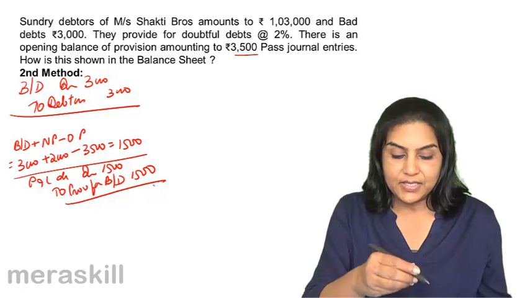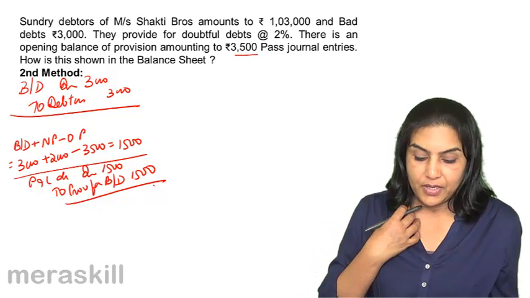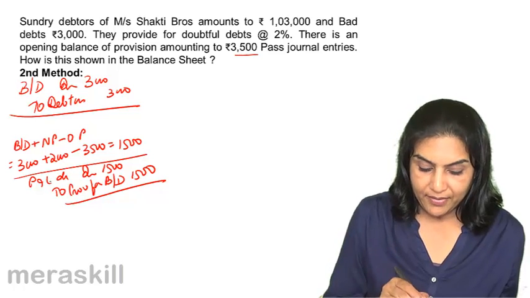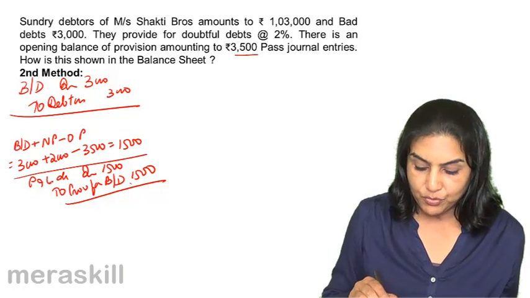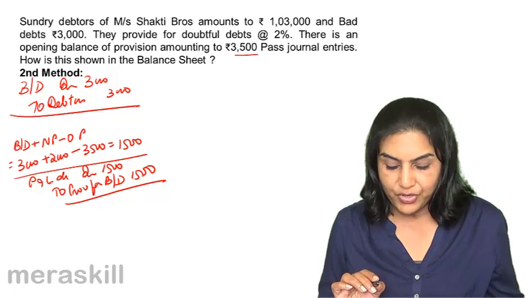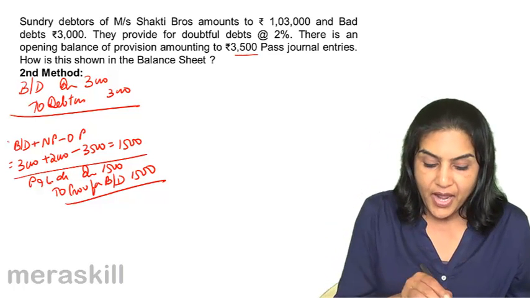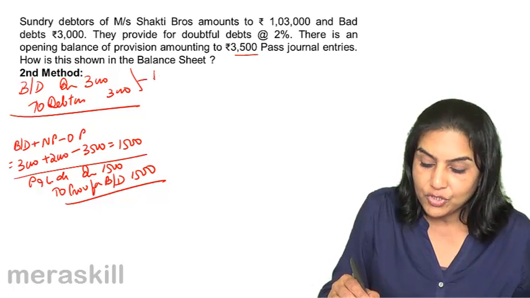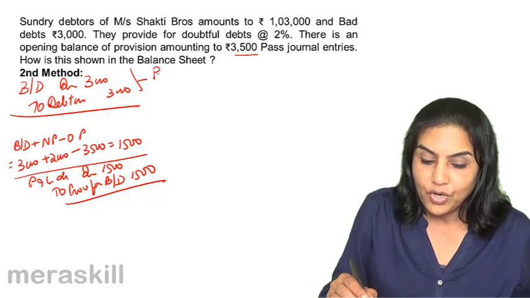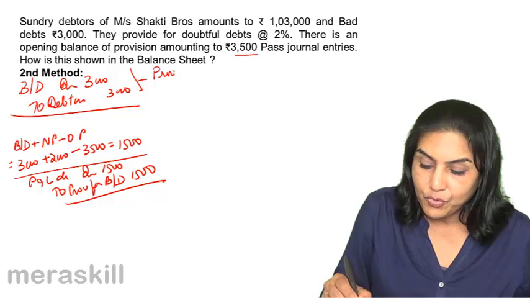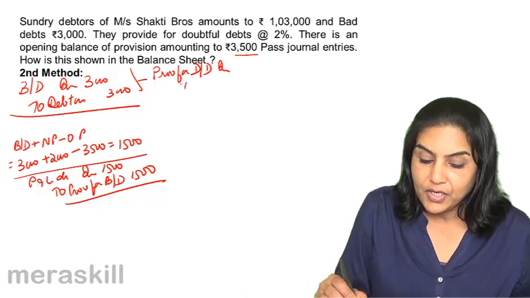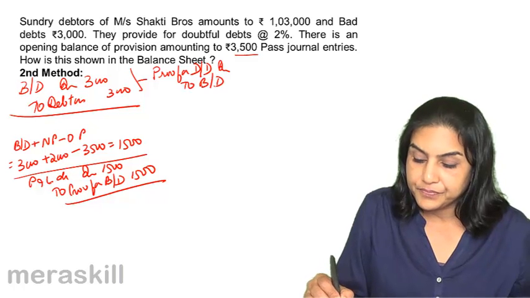Yes, and bad debts, sorry, I missed one entry. Profit and loss account debit to provision for doubtful debts, we need to create only 1,500. And what do we do to this bad debt account? This bad debt account is closed by transfer not to profit and loss, but to provision for doubtful debts account: provision for doubtful debts debit to bad debts.